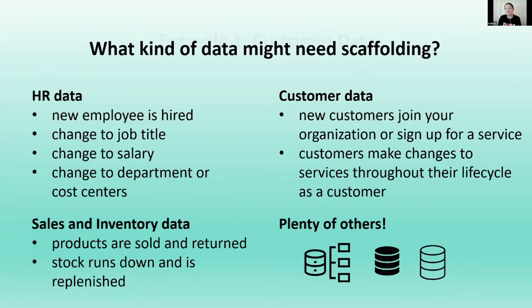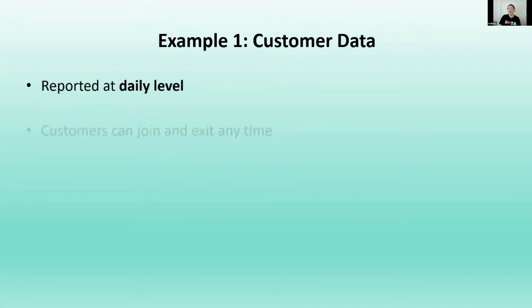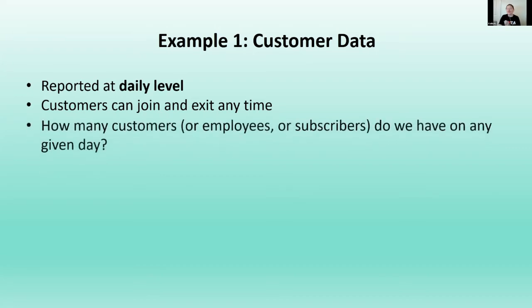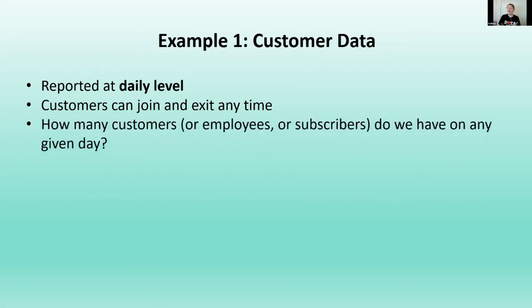So the first example is customer data, a generic example that I created. In this example, the data is coming in at a daily level, and we're talking about customers who can join or exit at any time. The question that we need to answer is how many customers do we have on a given day? This could be employees, subscribers, anything. This is customers. How many customers do we have on a given day? And we want to see this trend over time, okay? So I'm going to jump over to Alteryx to start with.